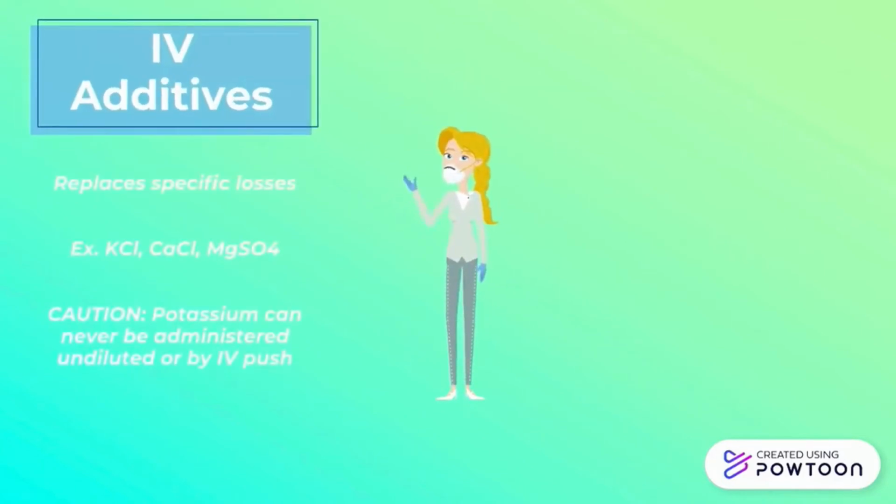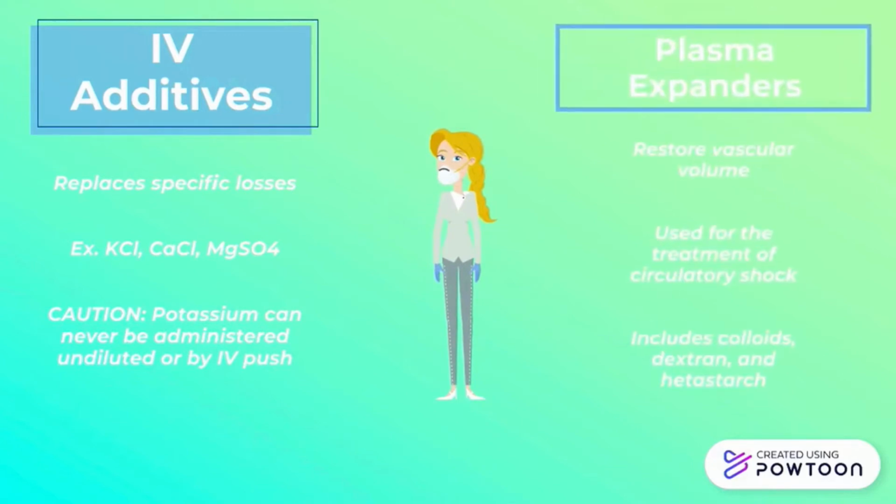IV additives replace specific losses in the body. However, potassium can never be administered undiluted or by IV push because it can cause fatal cardiac reactions. Plasma expanders stay in the vascular space and restore vascular volume, which is helpful in the treatment of circulatory shock.